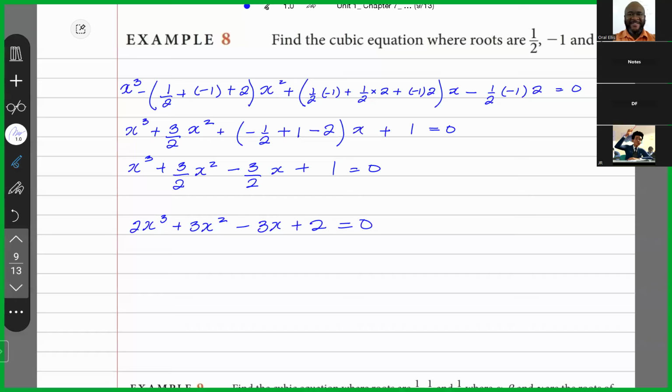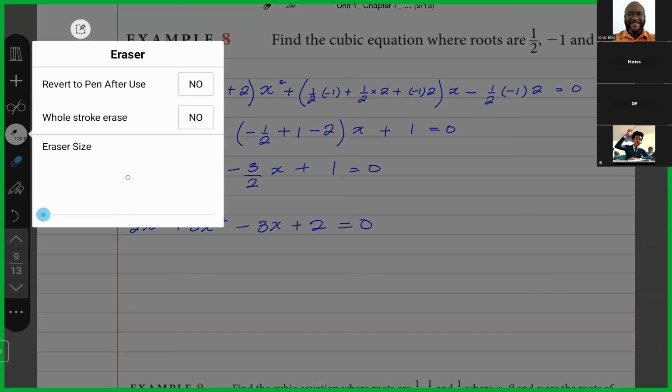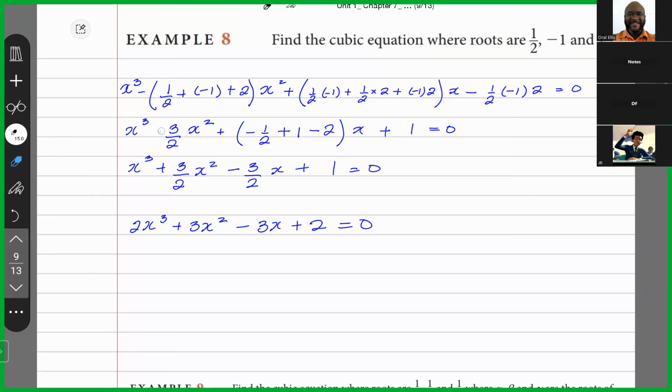All right, so there's one little error on this, so let's fix it. I think this should have been a minus here, so it should be a minus here and a minus here. So we should have a negative here, and negative here. All right, so we were asked to find the cubic equation where the roots are a half, minus 1, and 2, and that equation is 2x cubed minus 3x squared minus 3x plus 2 is equal to 0.